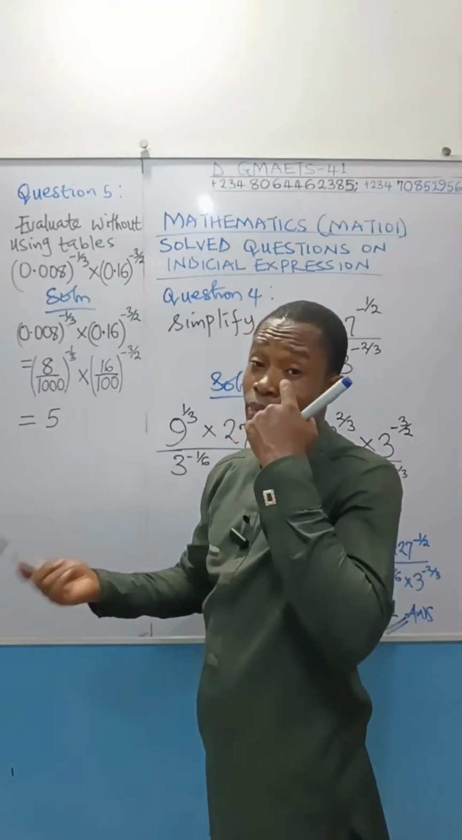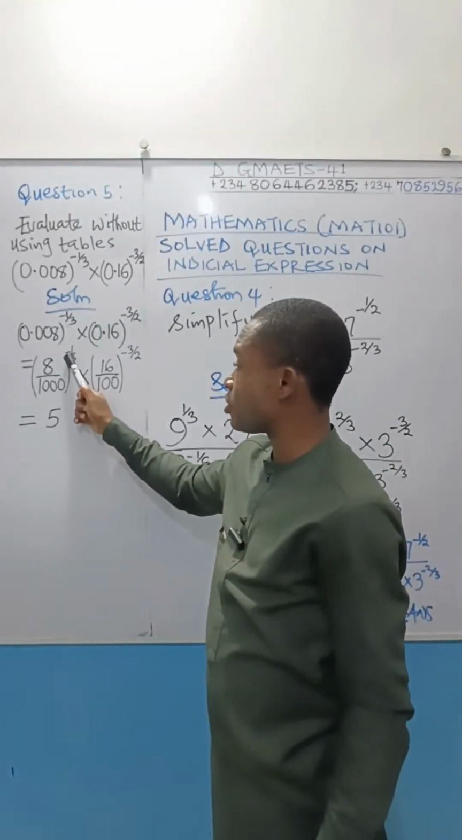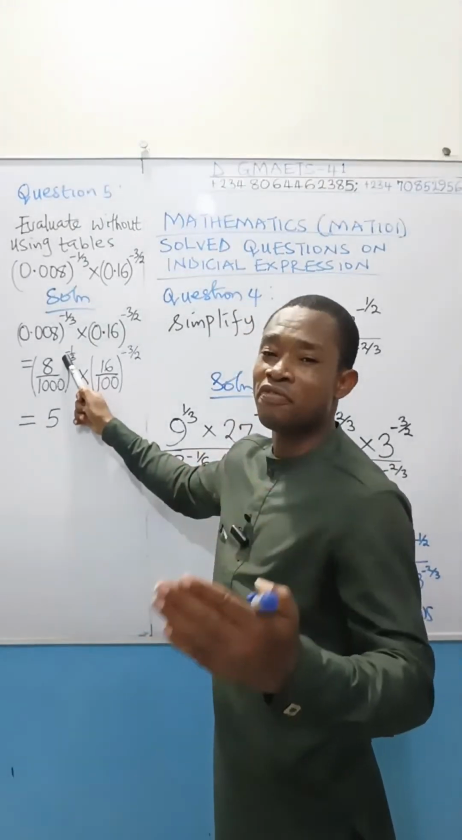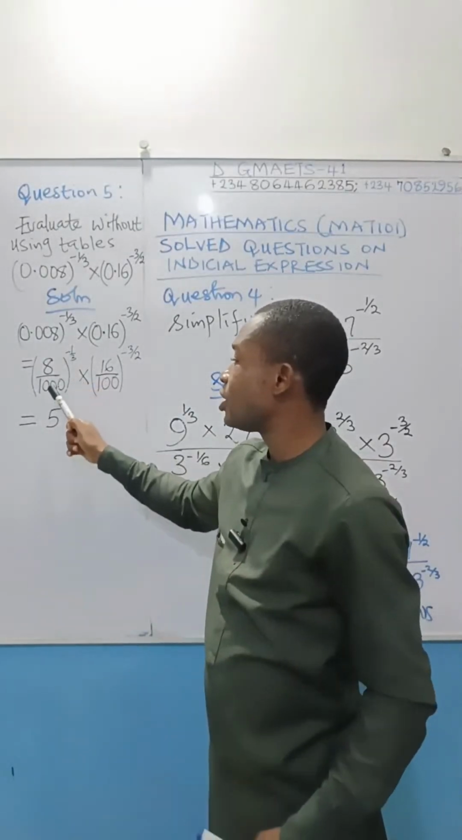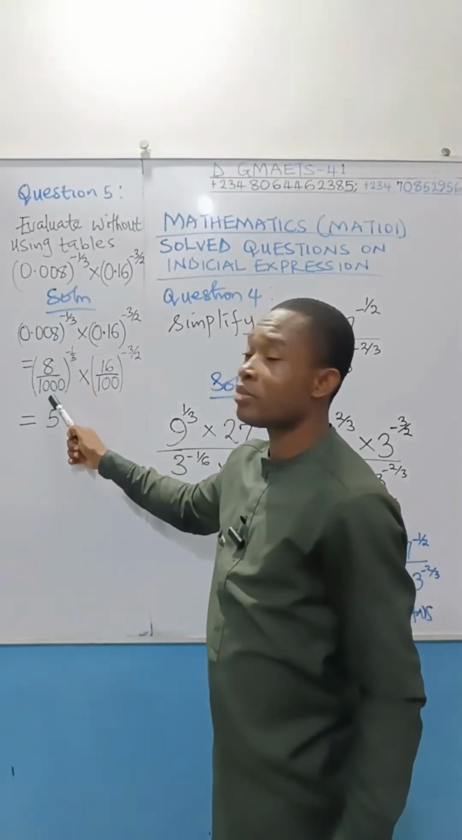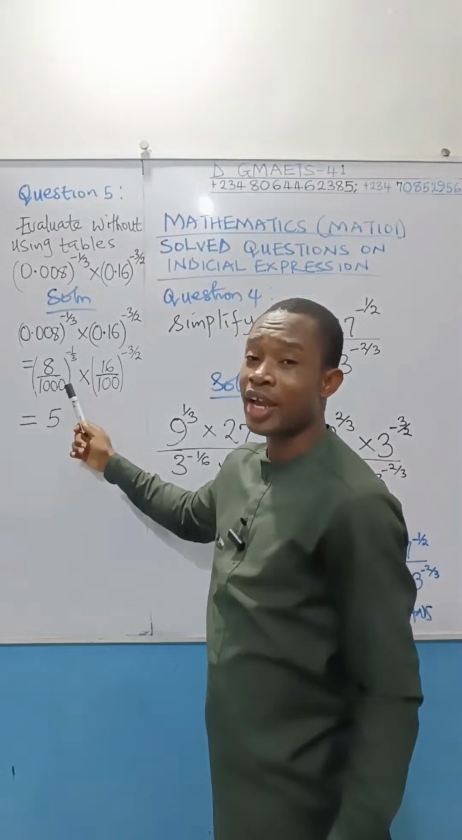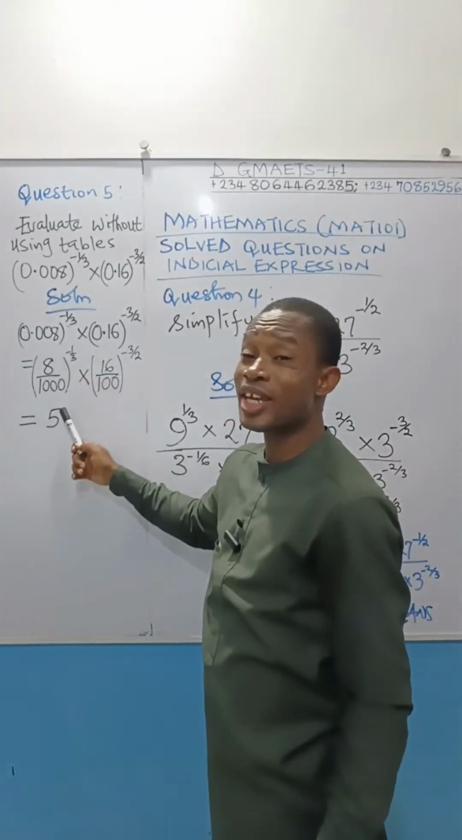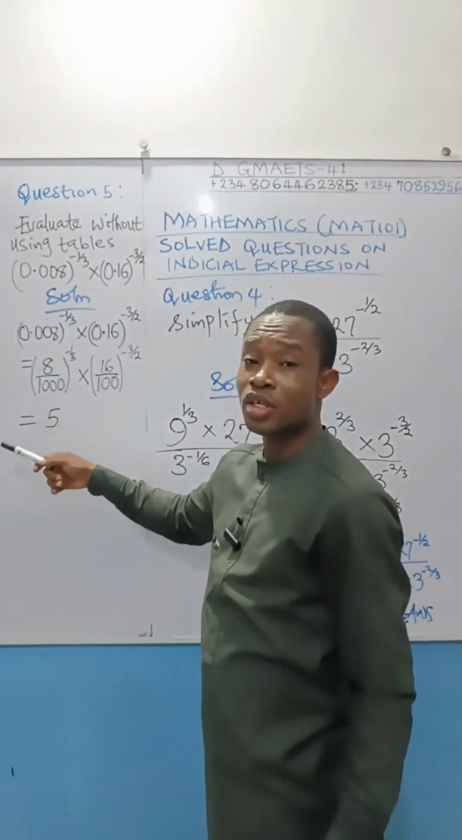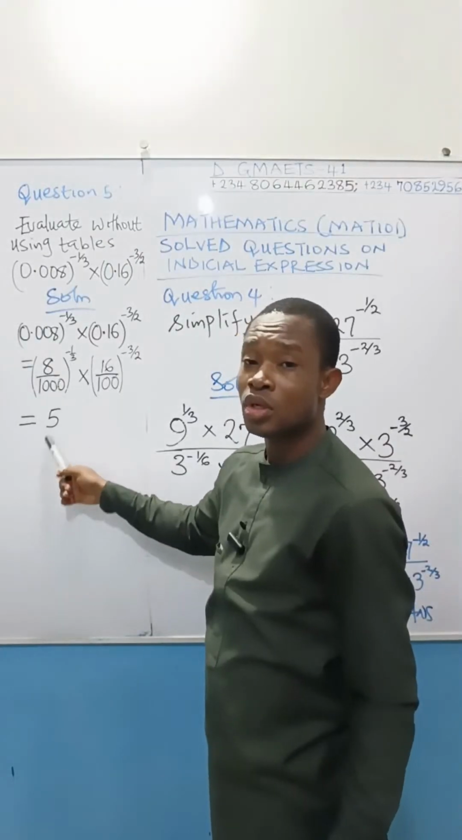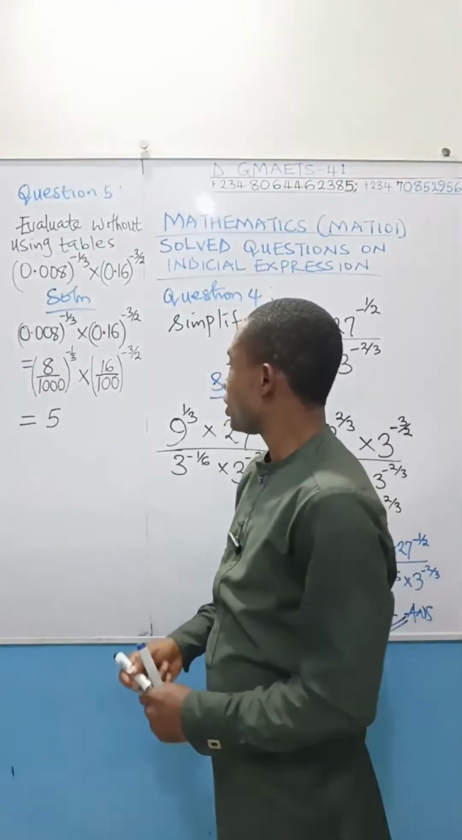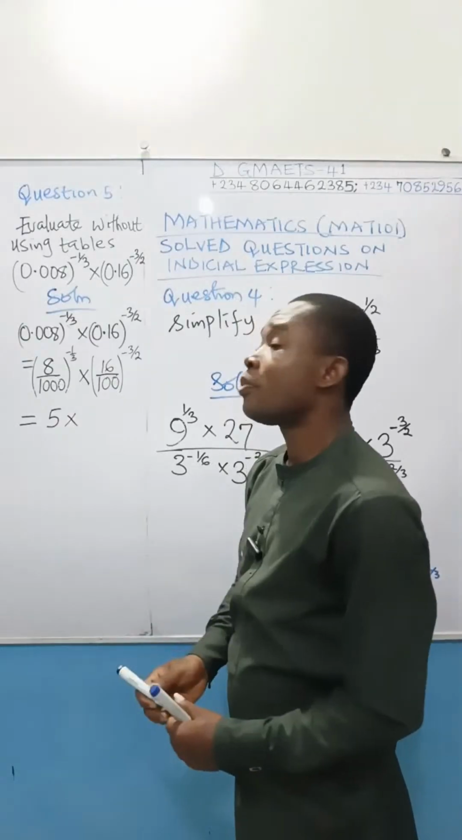All right, it's simple. I've told you for this minus to disappear, so you get a positive power. This 1,000 will go up, 8 will come down. Then you find the cube root of 1,000, which will give you 10. The cube root of 8 is 2. 10 over 2 will give you 5.